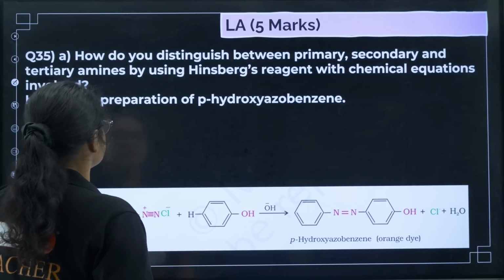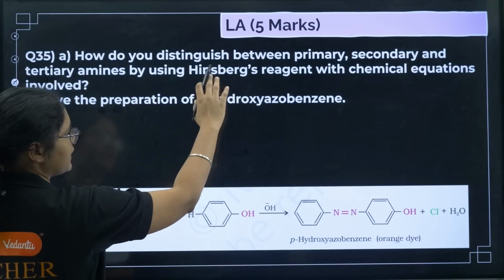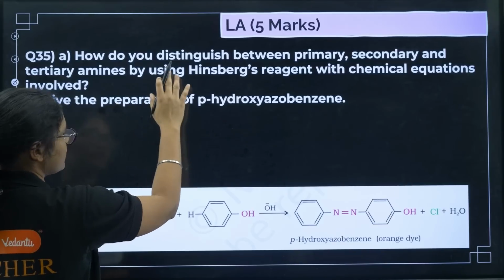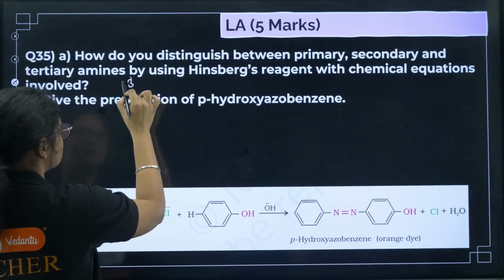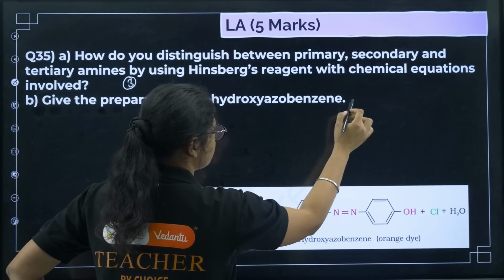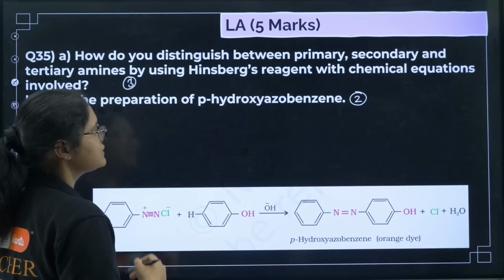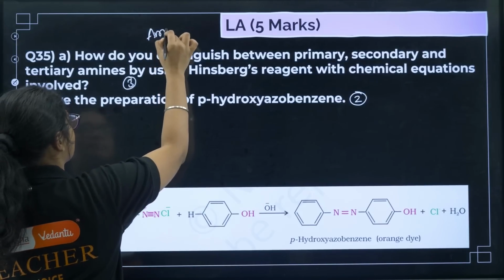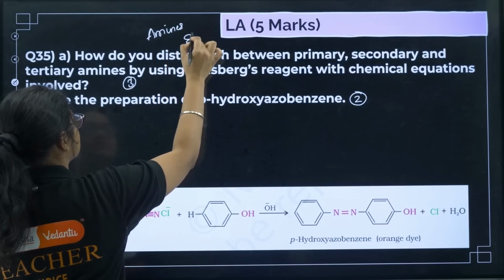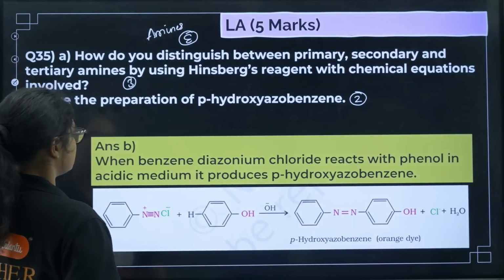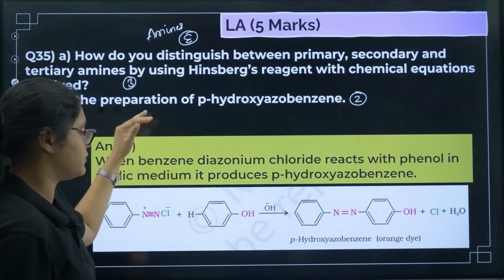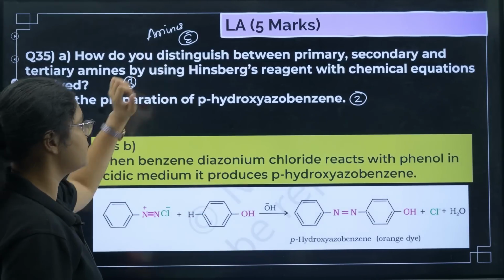Okay, so first of all, if you write this for all three, primary, secondary and tertiary, you will get 3 marks here. And the preparation of para-hydroxyazobenzene will give you 2 marks. So this question is from the amines chapter, and I can say this is an easy question. Okay, so let's see the answer here. I'll first discuss the B part because of the space. Next slide we'll go for the first part.